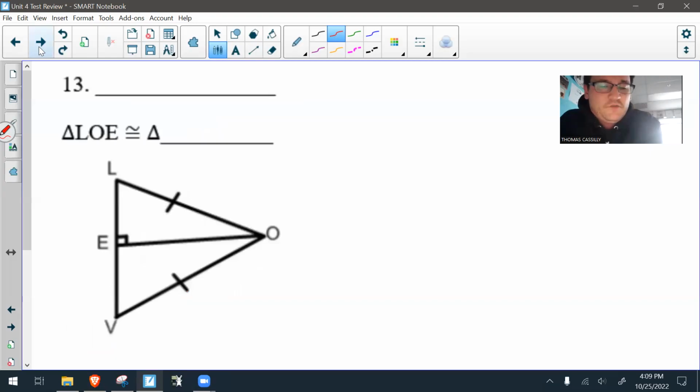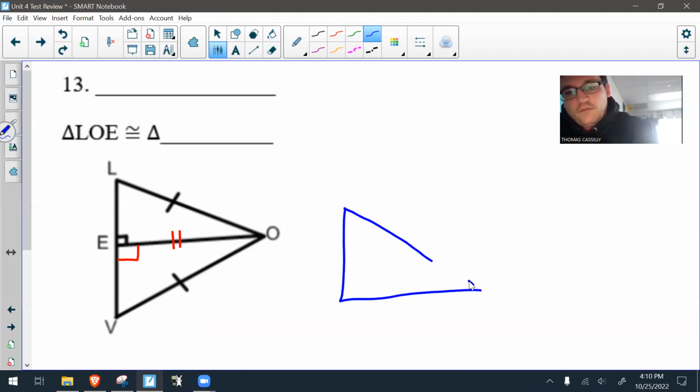Next, number 13, triangle LOE. Is that congruent to something else? Well, let's see here. We have a shared side. We can always assume shared sides are correct. So EO is congruent to EO. We have a corner. That means this is a 90-degree angle. Anytime we have a 90-degree angle, that should be kind of an indicator that you should use hypotenuse leg. And in this instance, we do have an HL situation.